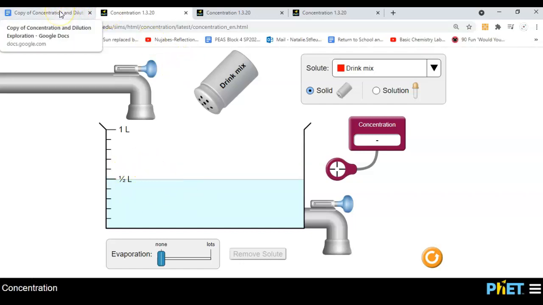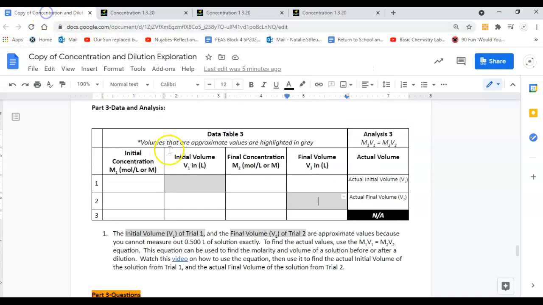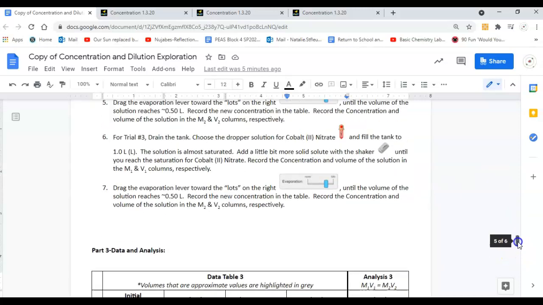So what we're going to do is record data for our initial concentration, aim for an initial volume, like in the first case 0.5, and then record data for our final concentration and final volume after some sort of change. Then use M1V1 equals M2V2 to get the actual initial volume in this case, and for trial 2, the actual final volume. You only have to do that for the first and second, and this gives you an opportunity to practice M1V1. Alright, so go ahead and get started.